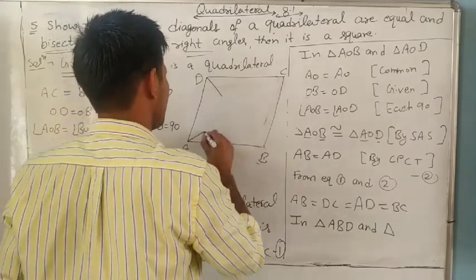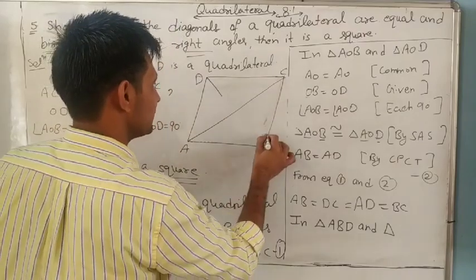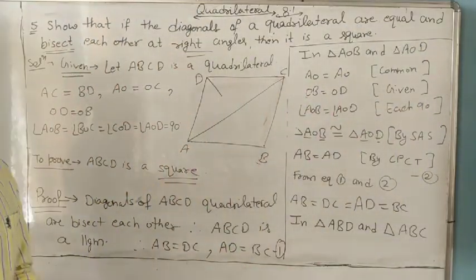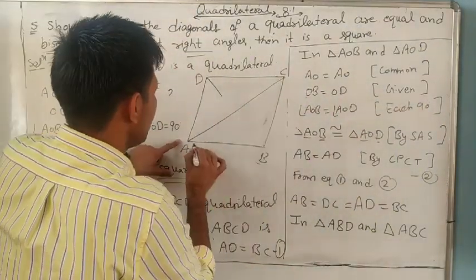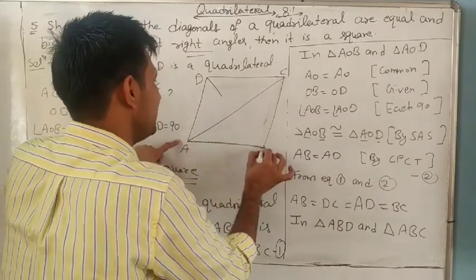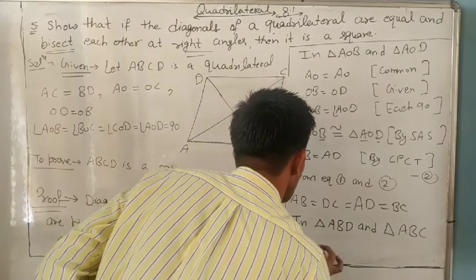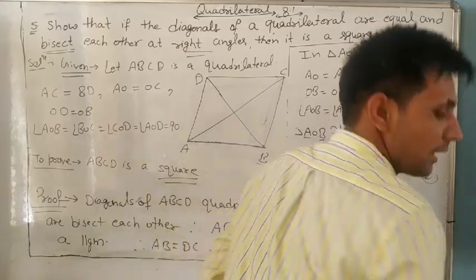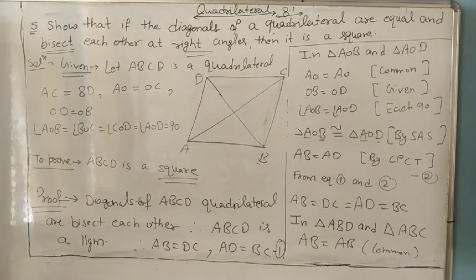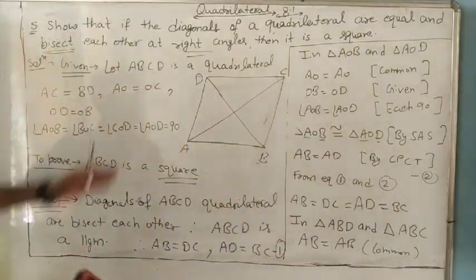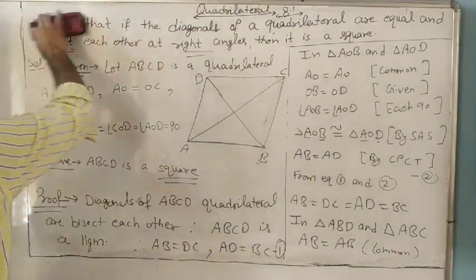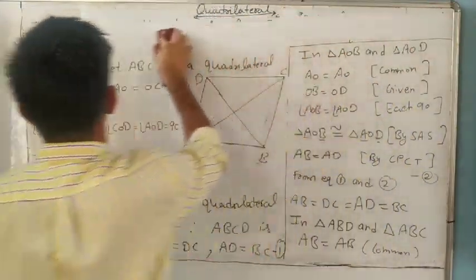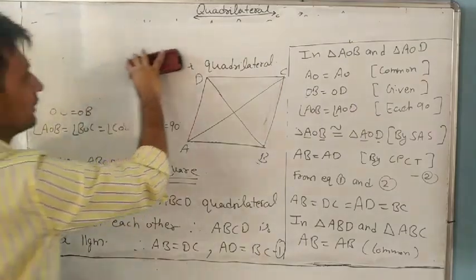So next triangle you can take which one? ABC. This one. So in triangle ABC, we will prove that. So write in ABC. AB is the base, and here ABD. So AB equals AB, common. Understand it? AB equals AB is common. We want to prove that it is a square. And this one is given also, you know what is the given.